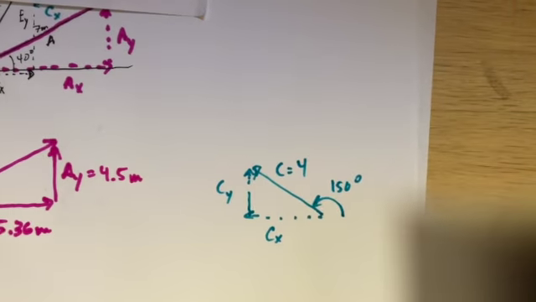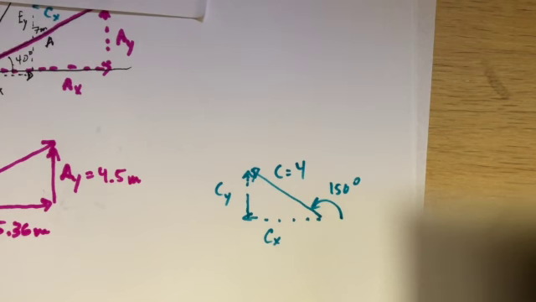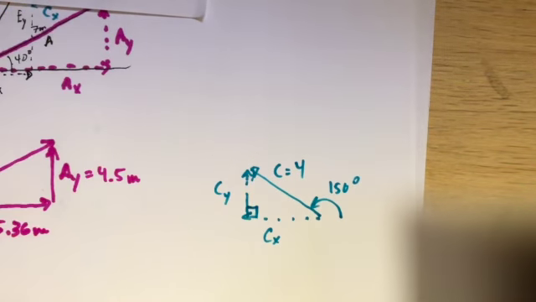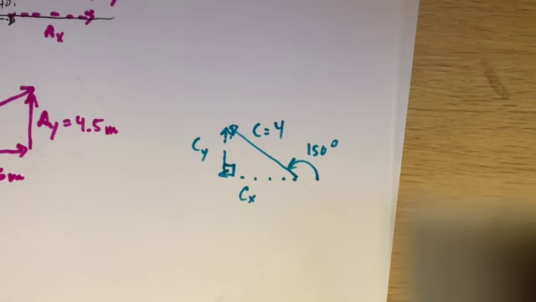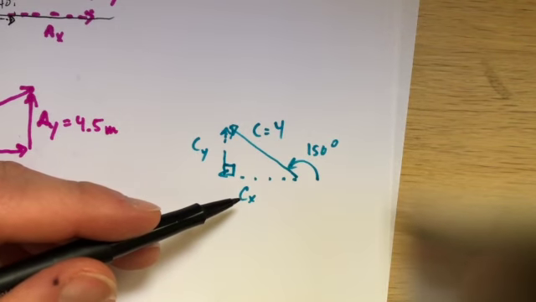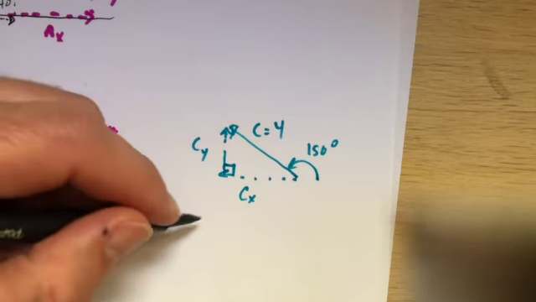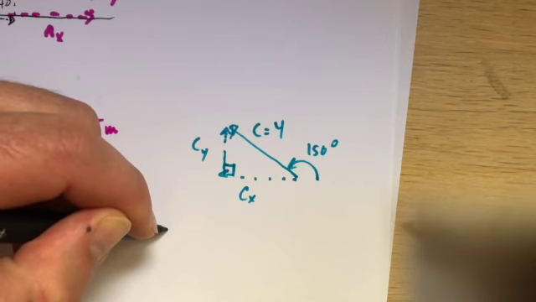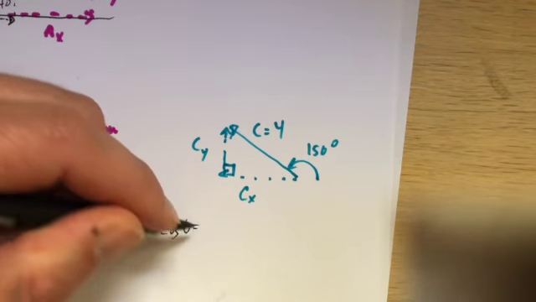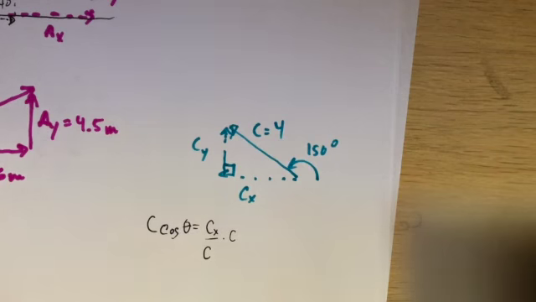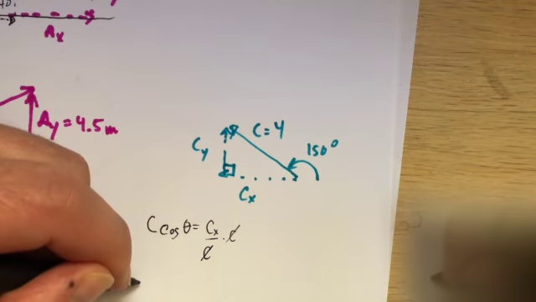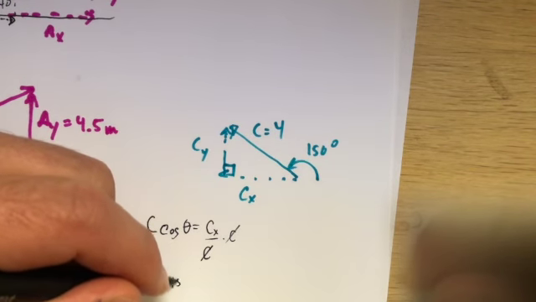And you might be saying to yourself, wait, we have a 150-degree angle here inside a triangle? That's not right. But let me just show you how this works and how the numbers will work out for us. So once again, if I want to know what CX is, that's the adjacent side to the angle. So cosine of theta equals my adjacent side over my hypotenuse. Once again, multiply both sides by the hypotenuse to get rid of it. And so then it's C cosine theta. So I go 4 times the cosine of 150.